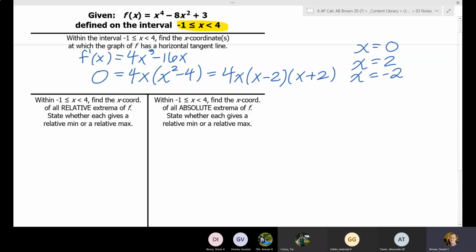One thing we can do with this problem is that it tells me my interval is from -1 to 4. So what can I do with one of those critical points? Get rid of it. Like -2, thanks for knowing you, but you're not in the interval, so I'm not going to worry about it.